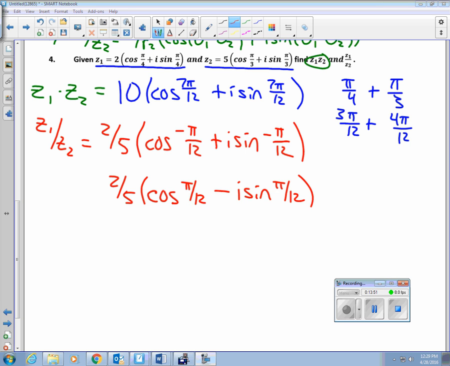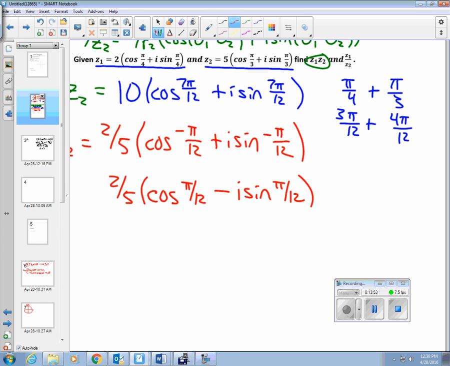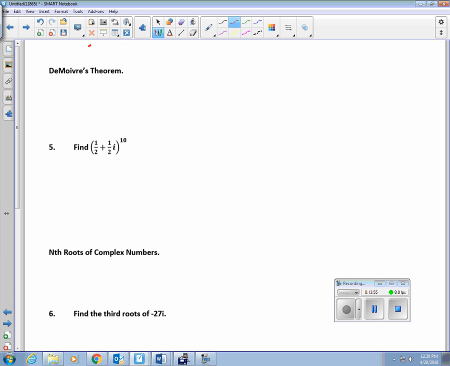Let's talk about DeMoivre's. DeMoivre's theorem lets us take a number like 1/2 plus 1/2 i and take it to the 10th power. Now, in the old days, how would you do that? Multiply it out.